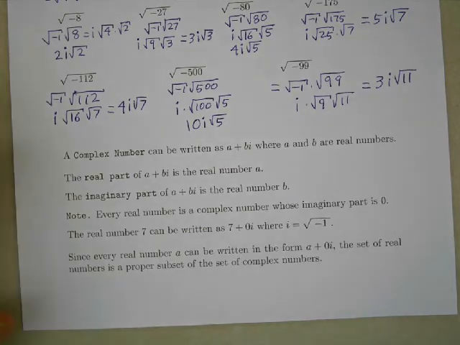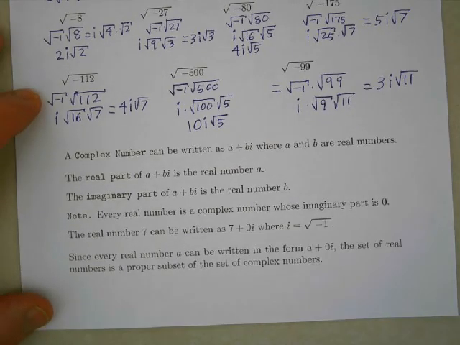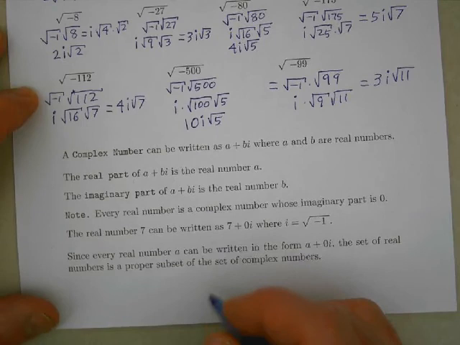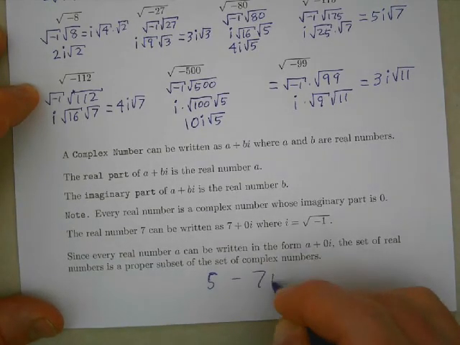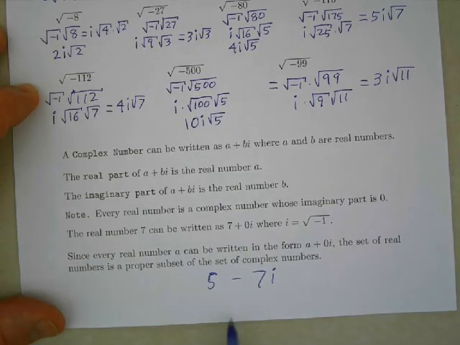One more example of a complex number, something like, say, 5 minus 7i. Okay, that is a non-real complex number. 5 is the real part, and negative 7 is the imaginary part, and I is the square root of negative 1.